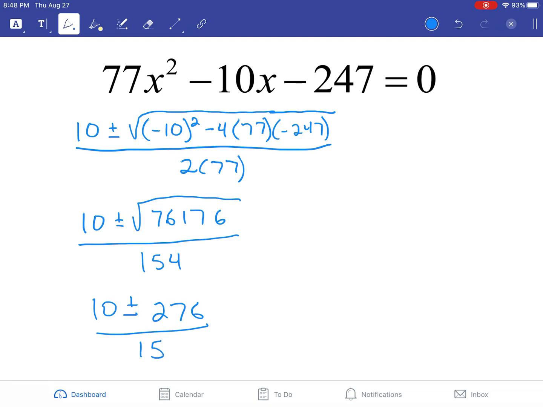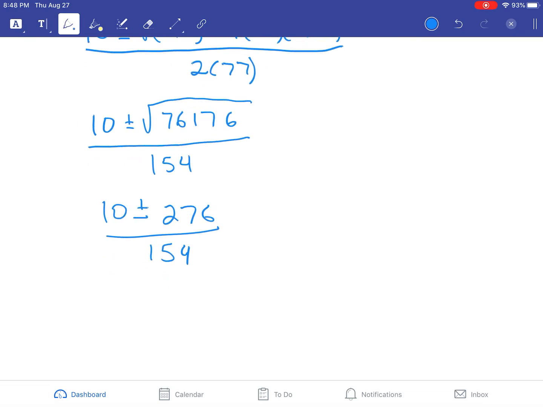Divided by 154. The reason we wanted to do this is to show you that you can take a factorable quadratic equation and still use the quadratic formula to solve it, but you don't leave it in the radical form. You can keep simplifying it. Even here, this isn't finished. We got to keep going. So you do 10 plus 276, and then divide that by 154.